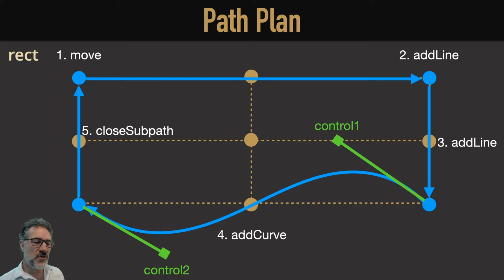And then on number 4, this is where we draw our curve. We call path.addCurve. We give it a destination point, just like all the other ones. And the destination will be the lower left-hand corner there. But then we need to supply 2 more points. And these points are for the green handles there, Control 1 and Control 2.